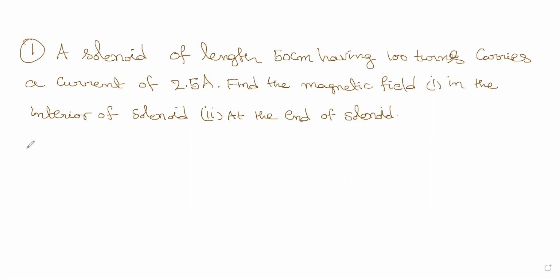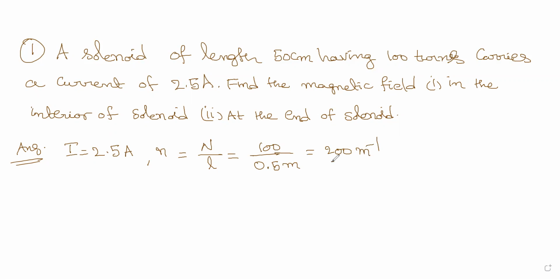So this is a very simple problem, at the basic level. The given current I is 2.5 amps, and we have to calculate the value of n, which is the number of turns per unit length, N by L. L is 50 centimeters, so it is 0.5 meter, and the number of turns is 100. So 100 by 0.5 is 200 meter inverse. The number of turns per unit length has units of meter inverse.